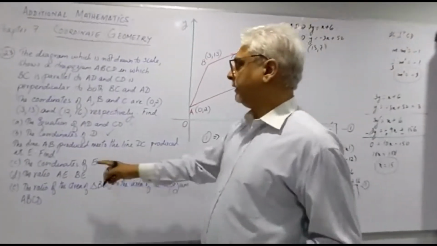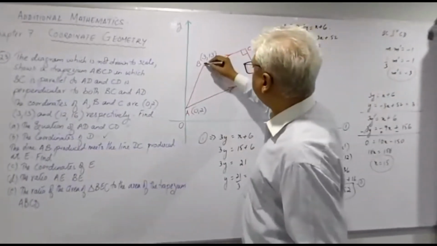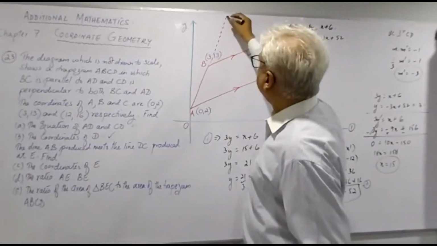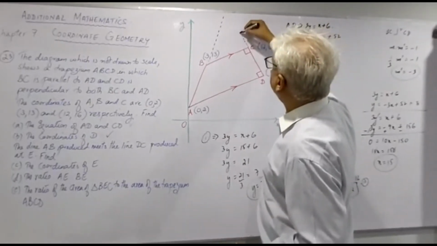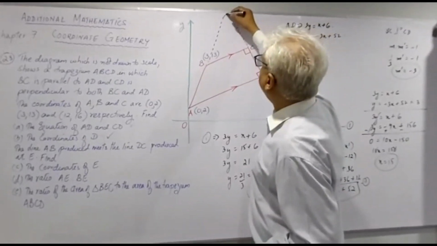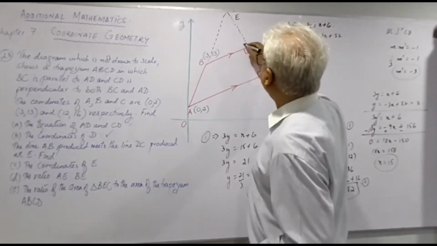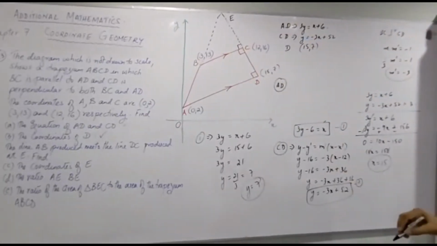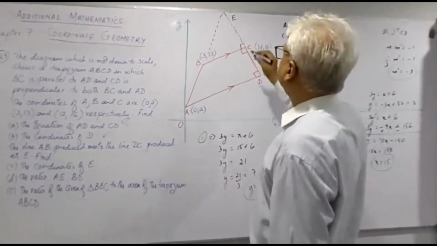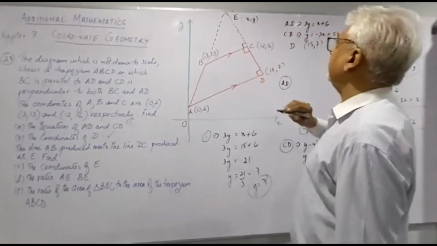Now it says over here that the line AB produced meets the line DC. AB produced, if we extend this line and this line CD, it meets at point E. Since this is 90 degrees, this will also make 90 degrees, and these two are parallel. So you need to find the coordinates of E. What is E equal to? X and Y. First thing that we need to find out.